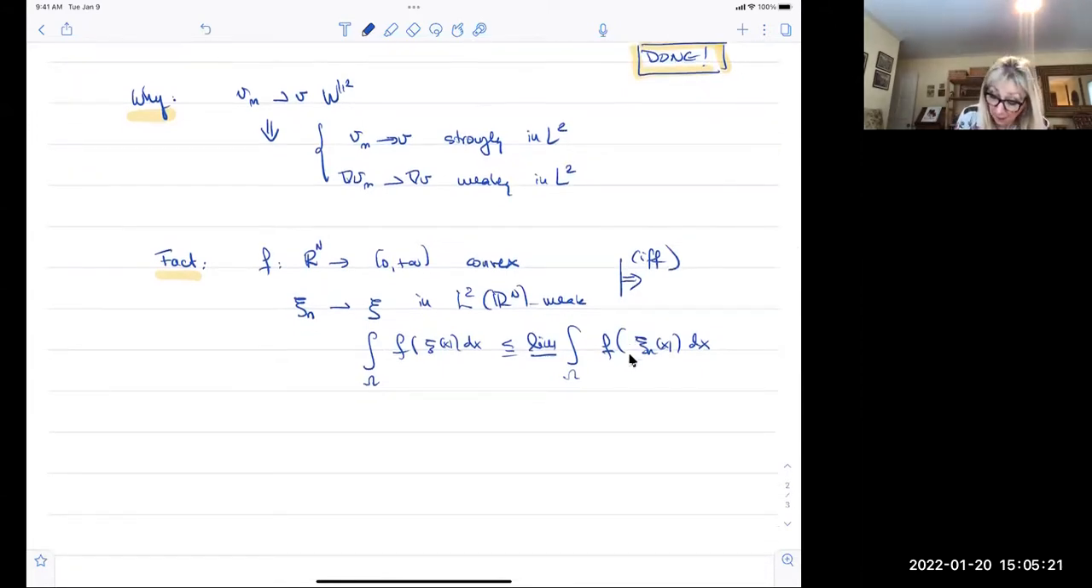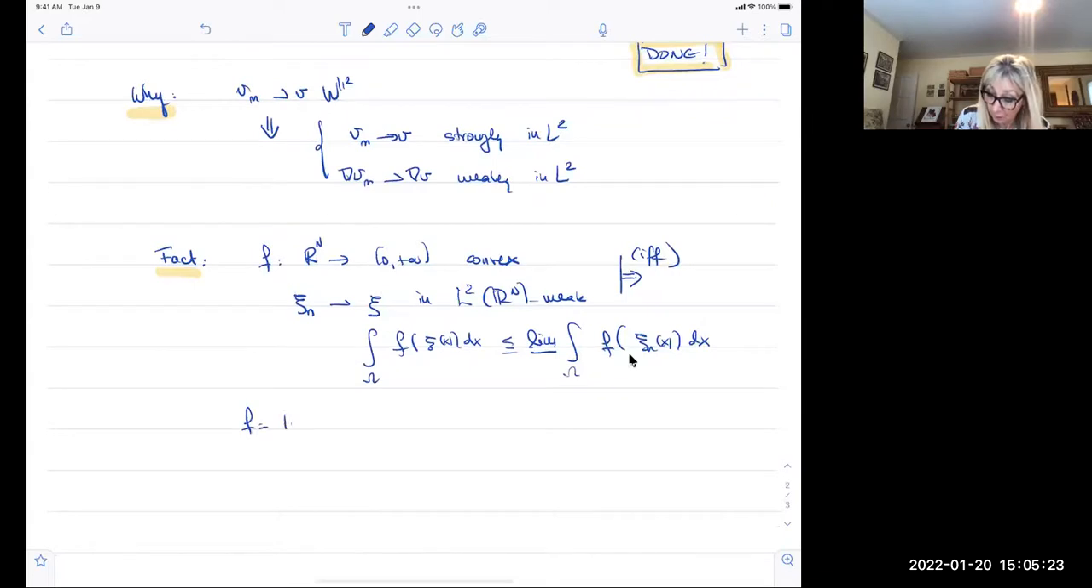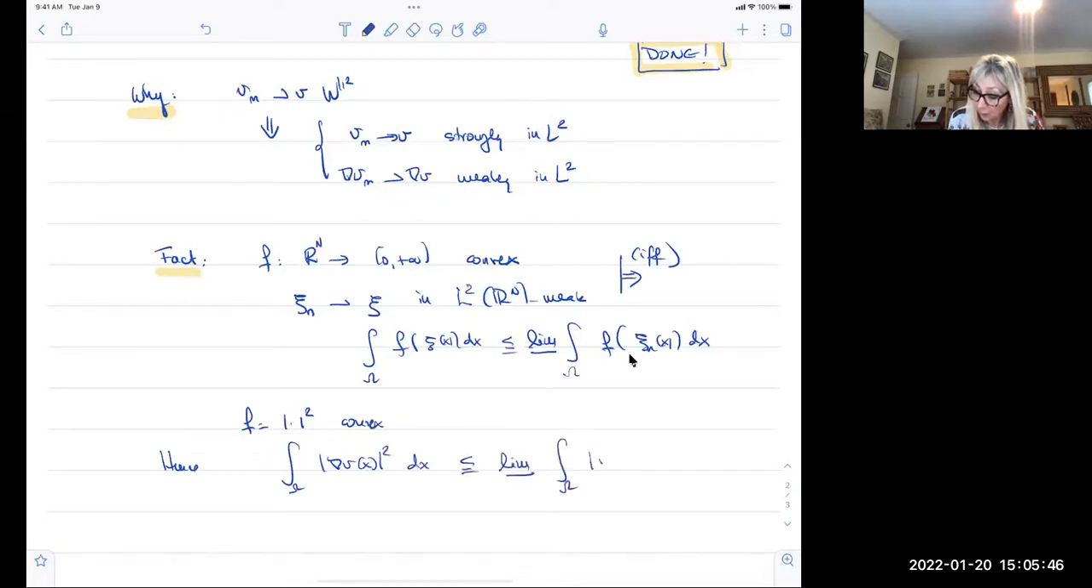Because definitely the square is convex, right? And so we have weak convergence here. This is convex. So I know that the integral of |grad v(x)|^2 dx is going to be below the limit inf of the integral of |grad v_n(x)|^2 dx.